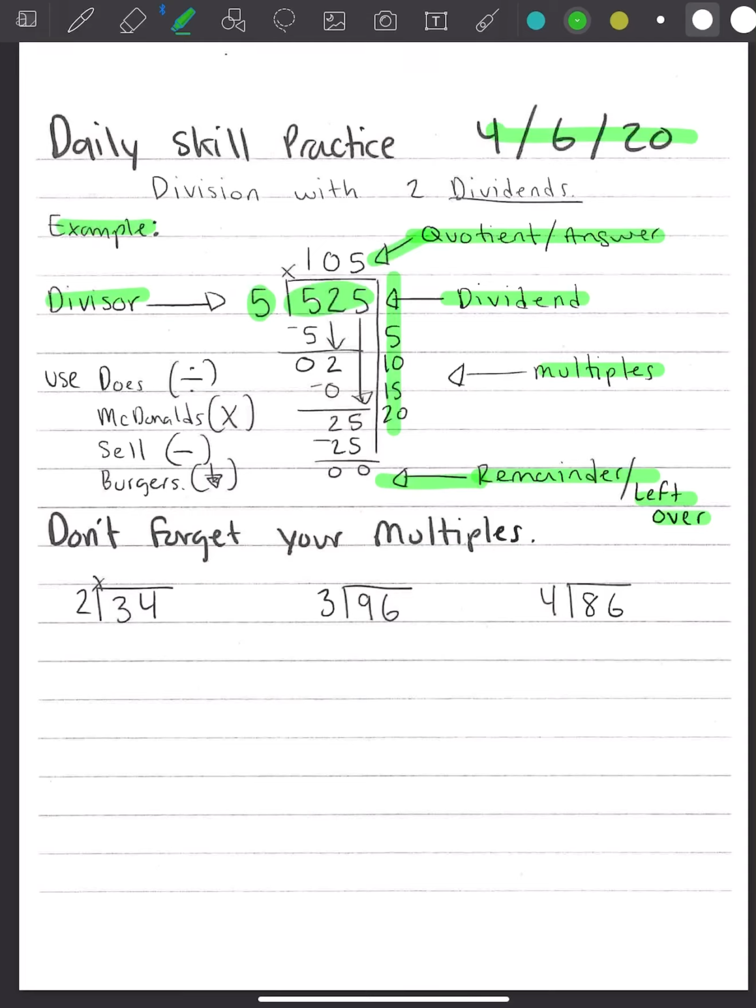All right, so also remember that we can use "Does McDonald's Sell Burgers?" Now that stands for division, the D. The M is for multiplication. The S is for subtraction, and the B is for bring down.